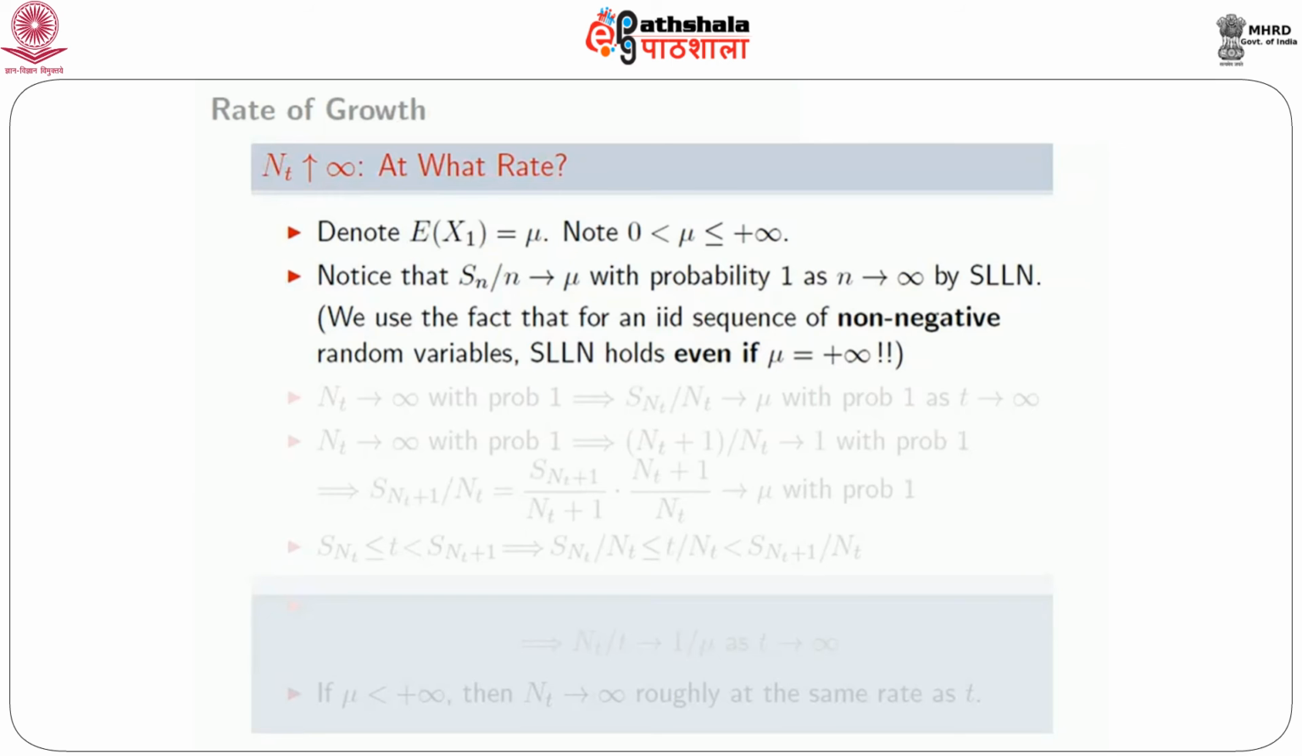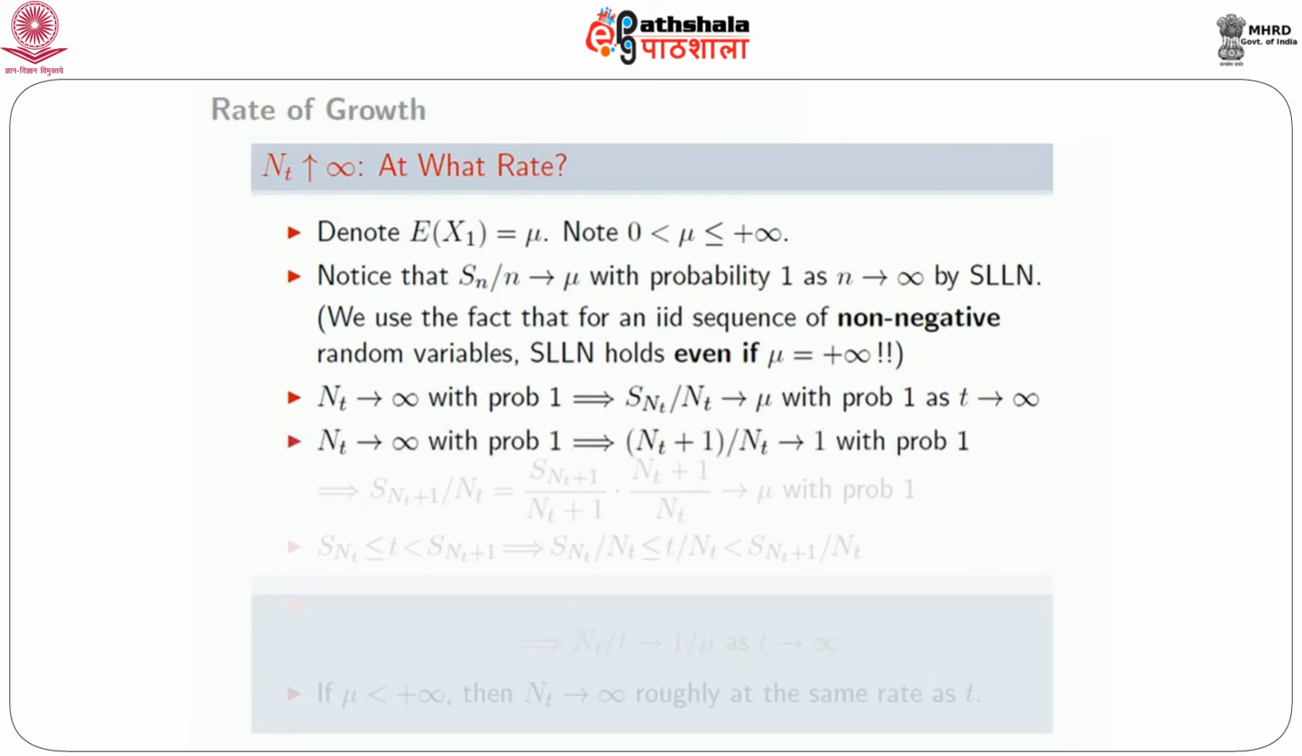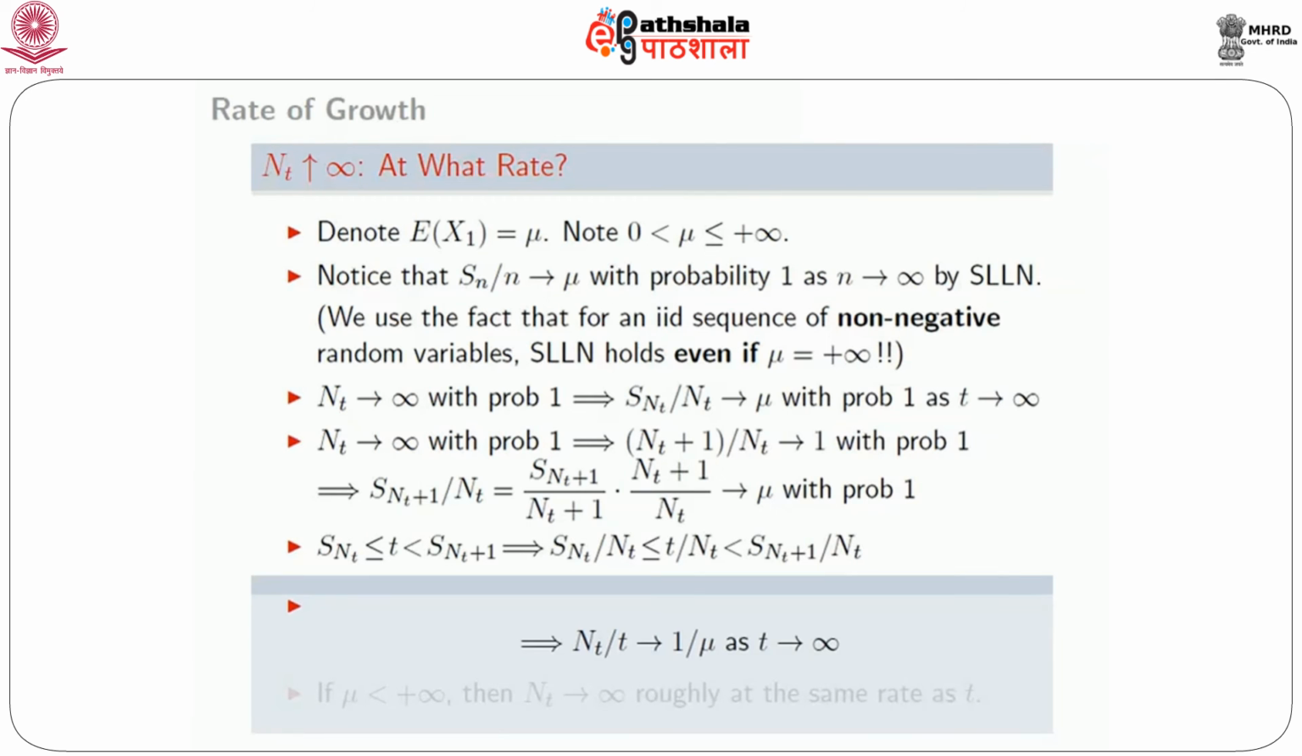Now, at this point, you may wonder: don't we need finiteness of mean for the strong law of large numbers? Well, yes and no. In general, you do need it for the strong law of large numbers. That is true when there is a finite mean. However, in case of an IID sequence of non-negative random variables, the SLLN holds even if the common mean is infinite. That is, in case your Sn's are partial sums of an IID sequence with plus infinity as a mean, then Sn over n goes to plus infinity with probability 1.